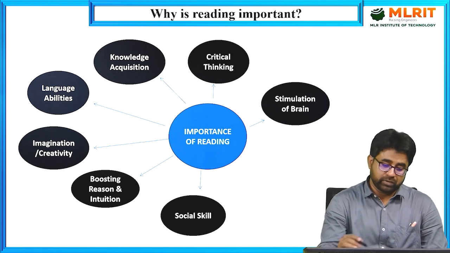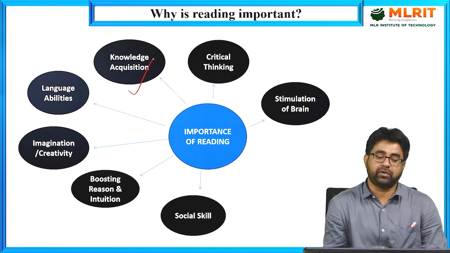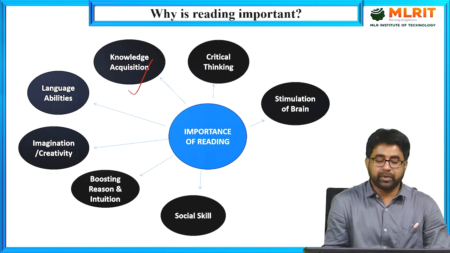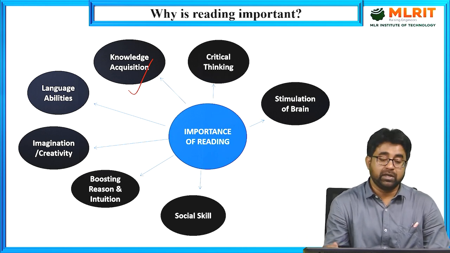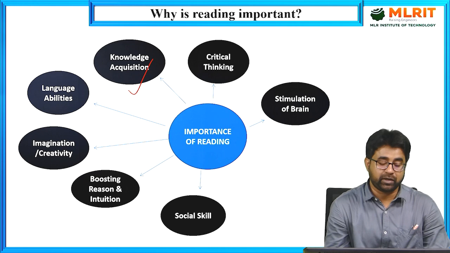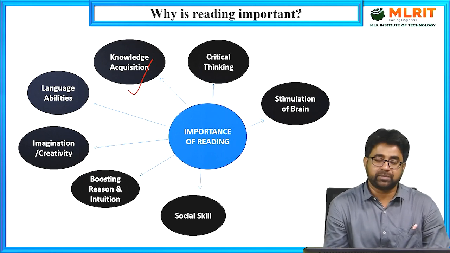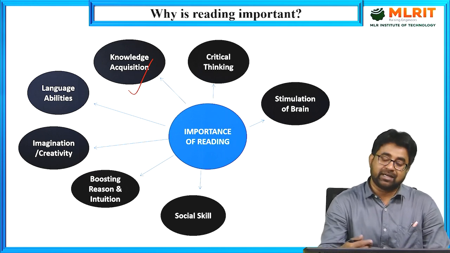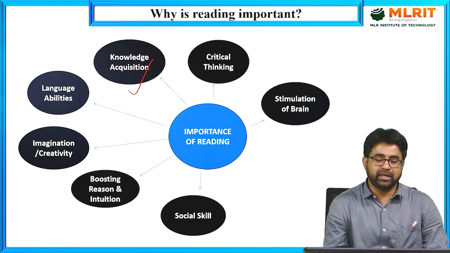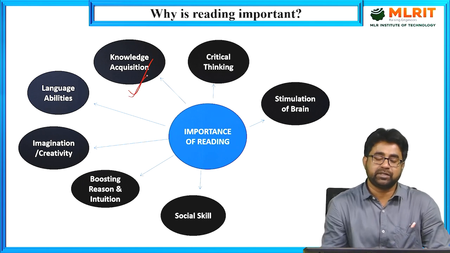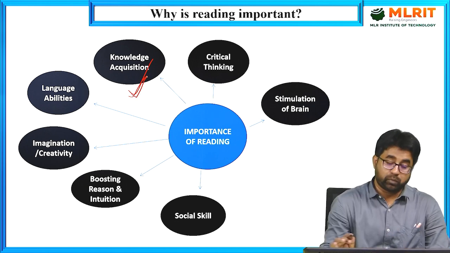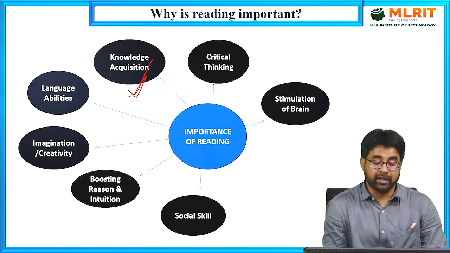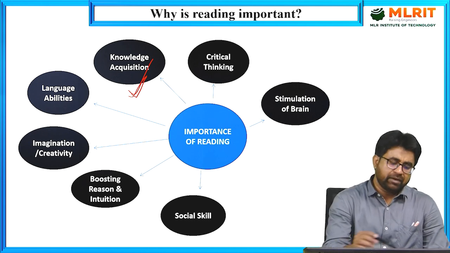The first and foremost thing is the acquisition of knowledge, right? Knowledge acquisition. Obviously, when we read something, our primary purpose is always to acquire some knowledge or to gather some information on some important topic. It can be related to a subject, or to something that is happening in and around us. So anything, it's about knowledge acquisition. Unless we read, it's very difficult to gather information or to acquire knowledge, right? So that is one of the most important things about reading. Then language abilities also.